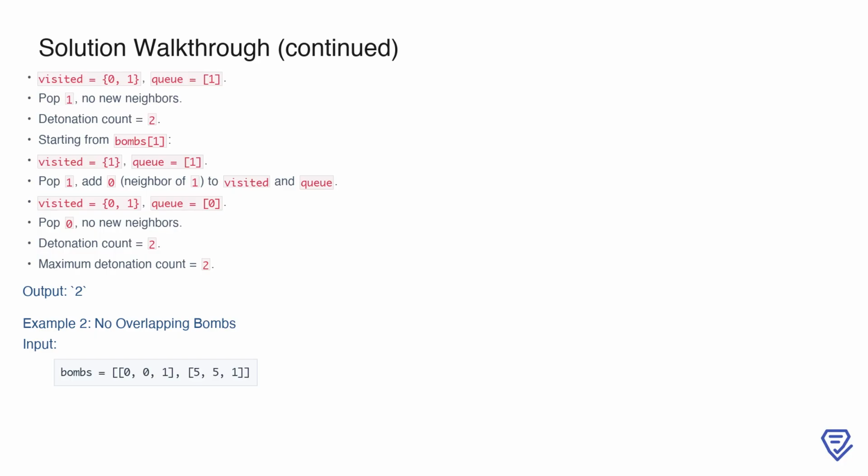Next, we explore a case where no bombs can trigger each other. Here, the input consists of two bombs with coordinates 0, 0, and 5, 5, each having a blast radius of 1. First, we pre-compute the adjacency list. For bomb 0, the distance to bomb 1 is calculated as SQRT 50, which exceeds the blast radius of 1. Similarly, the distance from bomb 1 to bomb 0 is also greater than 1. Therefore, neither bomb can reach the other, and the adjacency list becomes empty.